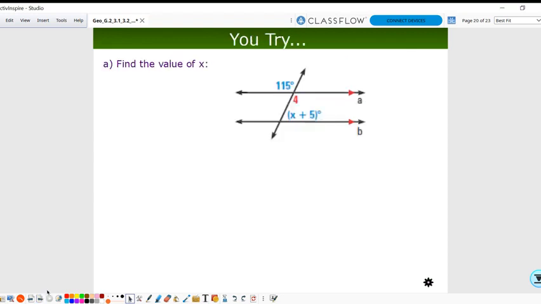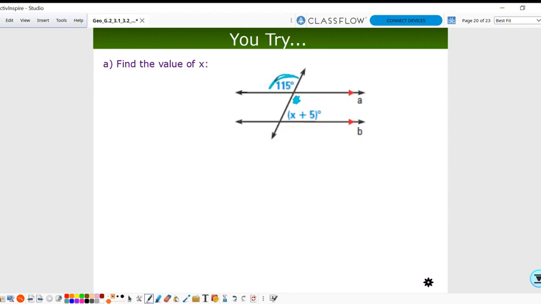You try. So we need to find the value of x. So we'll take a look at what we know. And this number 4 is just representing the angle. We had 1, 2, 3, and 4. So this is not a value in the angle. But we want to take a look at what we know.